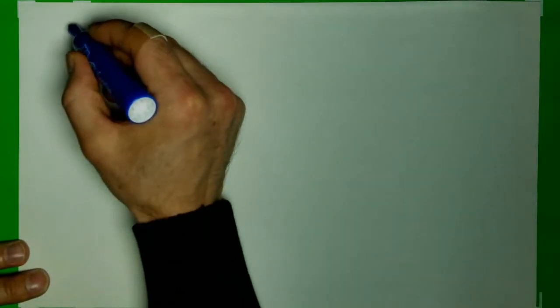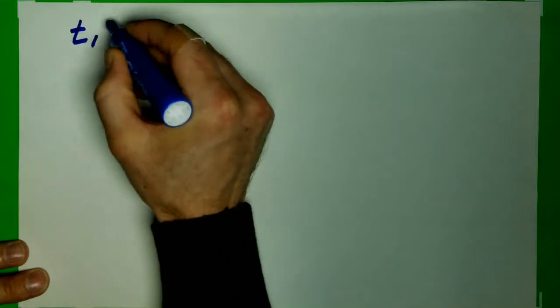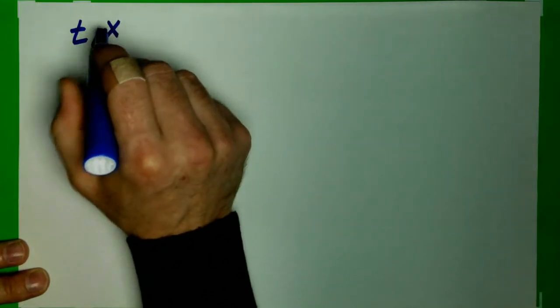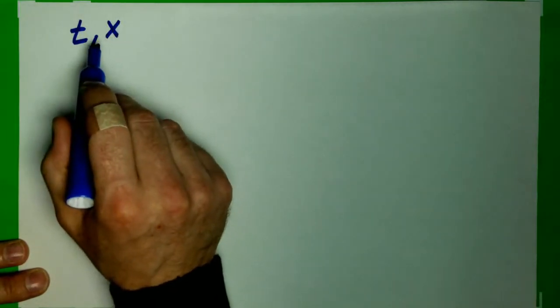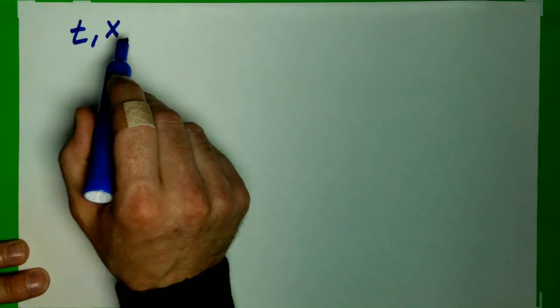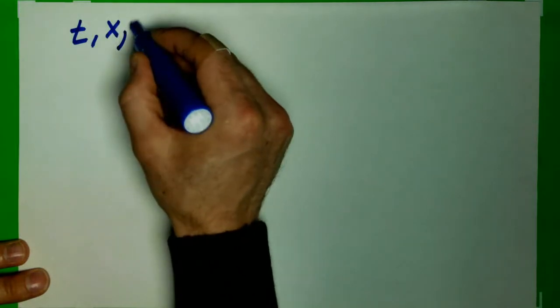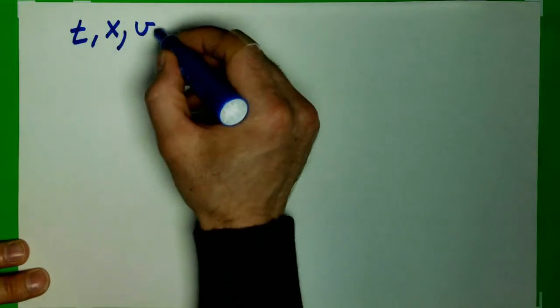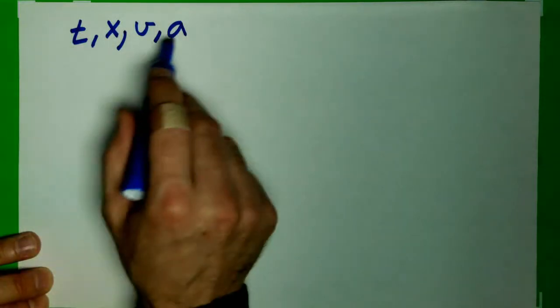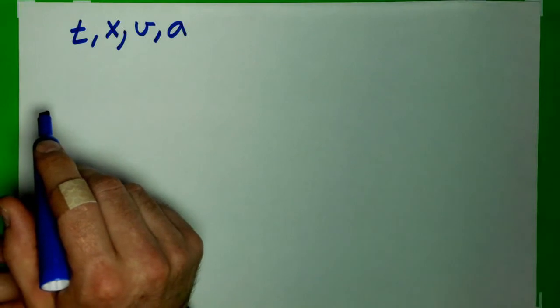Kinematics is the study of motion, and the kinematic variables are time, position. I'll write x, but remember it could be y, it could be z, it could be r, it could be s, it could be theta, anything that's describing position. Velocity, that could be along any of those coordinates, and acceleration also could be along any of those coordinates. So these are our kinematic variables.